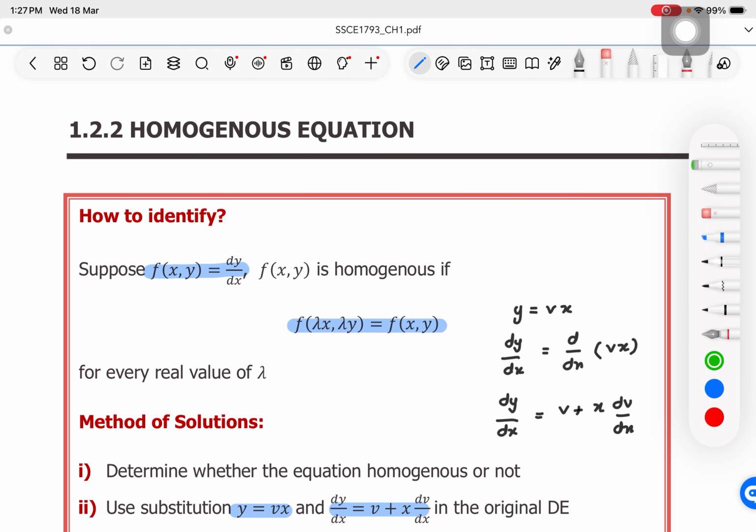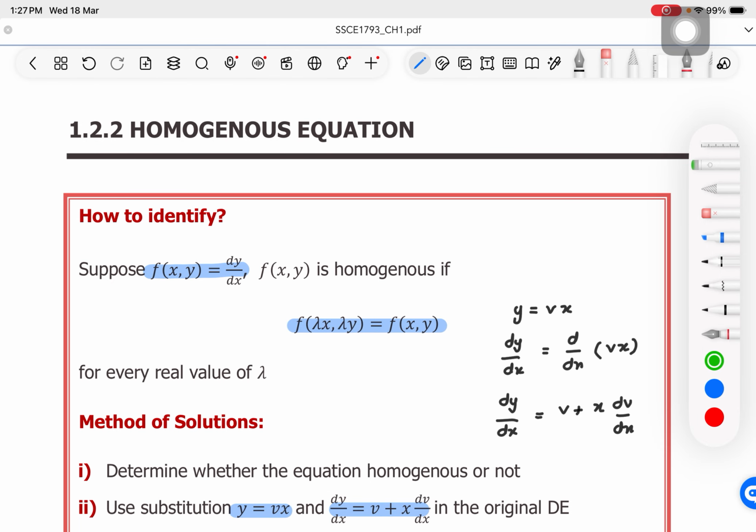For homogeneous equations, initially you need to check for the homogeneity. How to check for the homogeneity? Given in the question, f(x,y) is equal to dy over dx. To check for the homogeneous, you need to make sure that f(λx, λy) is equal to f(x,y). If it is equal, then we can conclude that your equation is homogeneous.